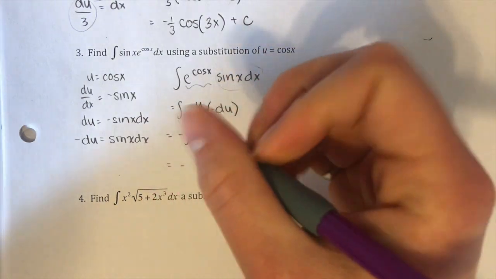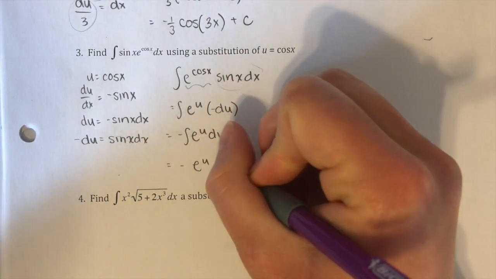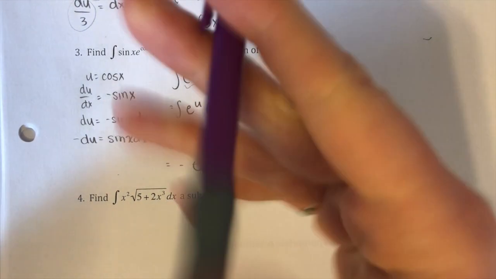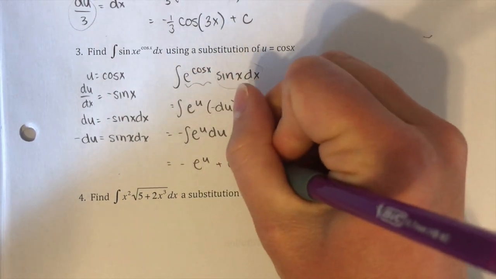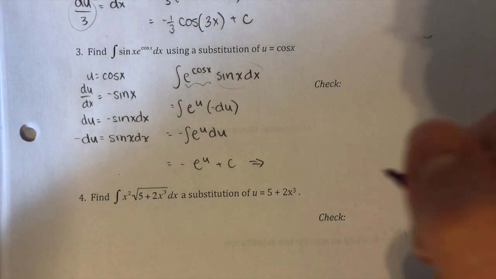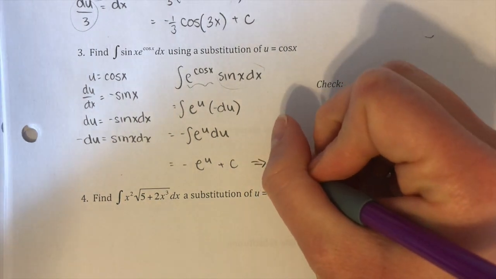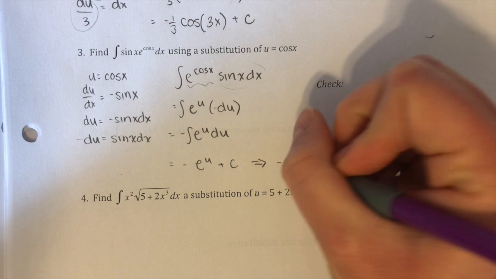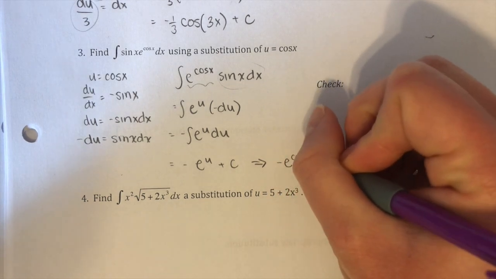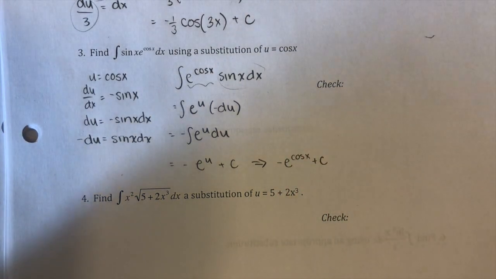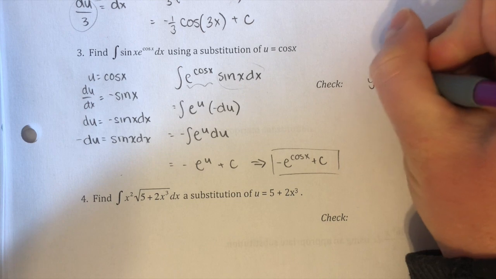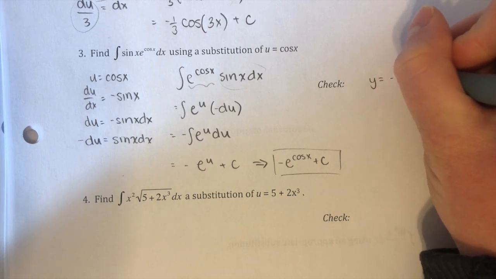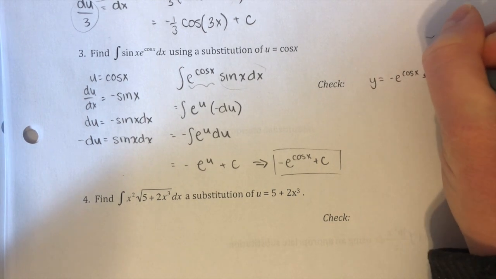So the integral of that is just e to the u, and then you should add the plus c there, so that when we substitute our x back in, we're going to get negative e to the cos x plus c. So the check: y is equal to negative e to the cos x plus c.